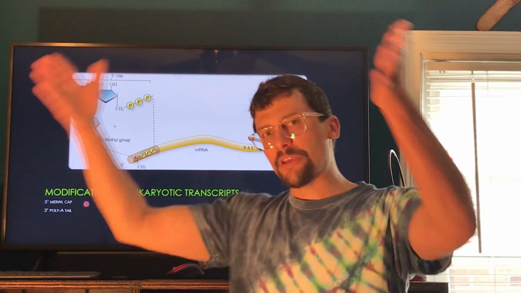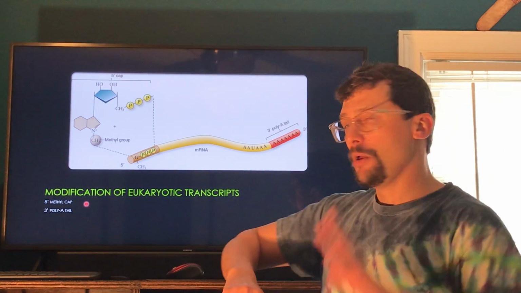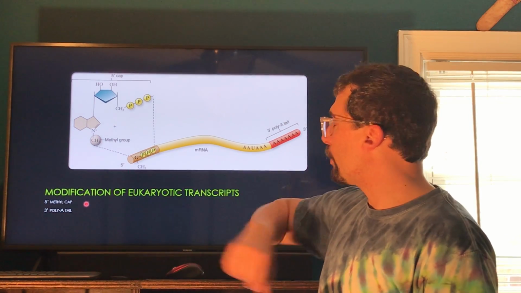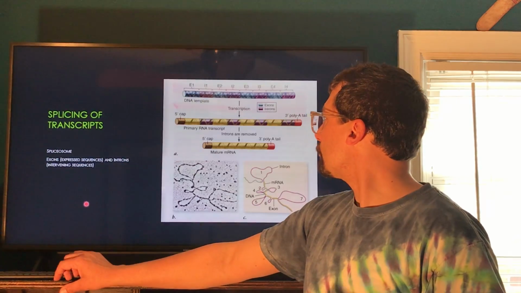So I put these protective caps on each end because there's lots of different reactions going on out in the cytoplasm. I know that was a question that some of you had about the poly-A tail and the methyl cap. Hopefully that satisfies that curiosity. I think it should. All right.